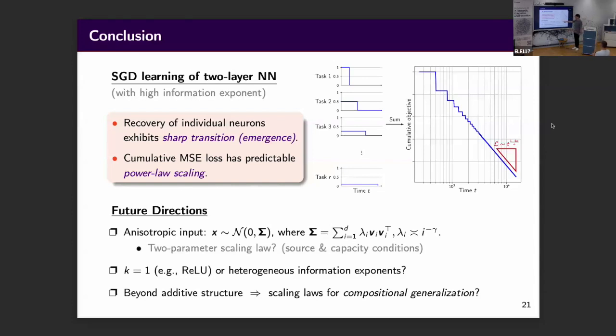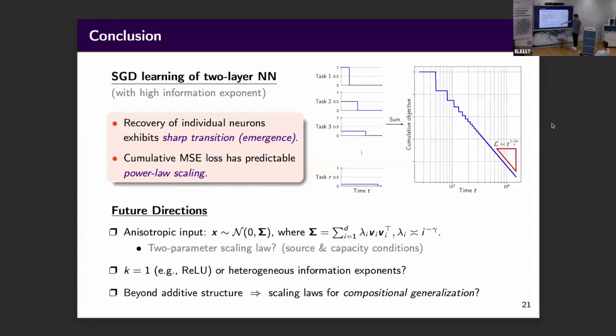I will mention a few future directions. One is that right now we only have a one-parameter scaling law because we assume the data is unstructured. The power law only comes in the second layer of the teacher model. We could also put a power law on the data, with a source-capacity condition, so potentially you could get a two-parameter scaling law. I think we already had a discussion over here.